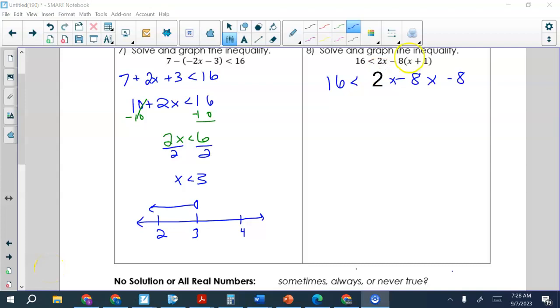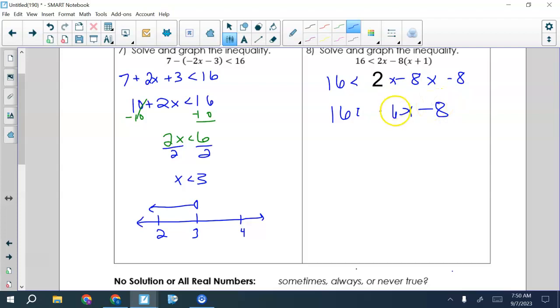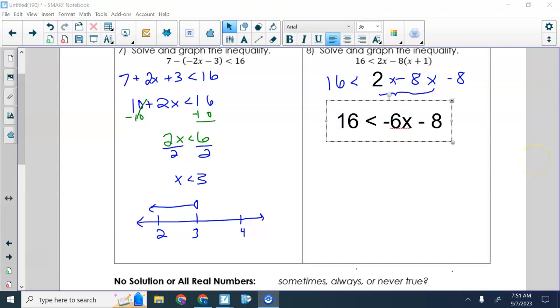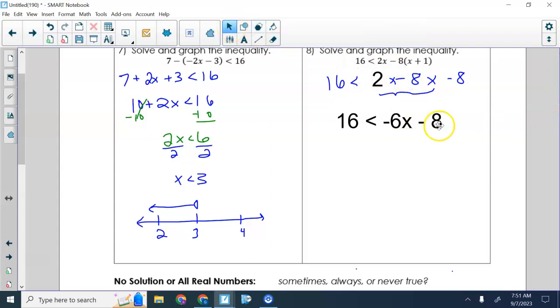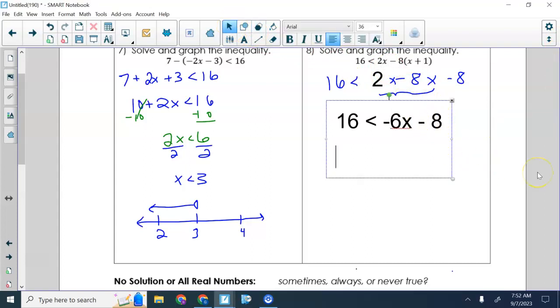All right, so when you distribute that negative 8, negative 8x, and then minus 8. When you combine the like terms, 2x minus 8x would end up being 16 is less than negative 6x minus 8. My pen's not cooperating here. All right, so then we can move the 8 to the other side to get 24 is less than negative 6x.